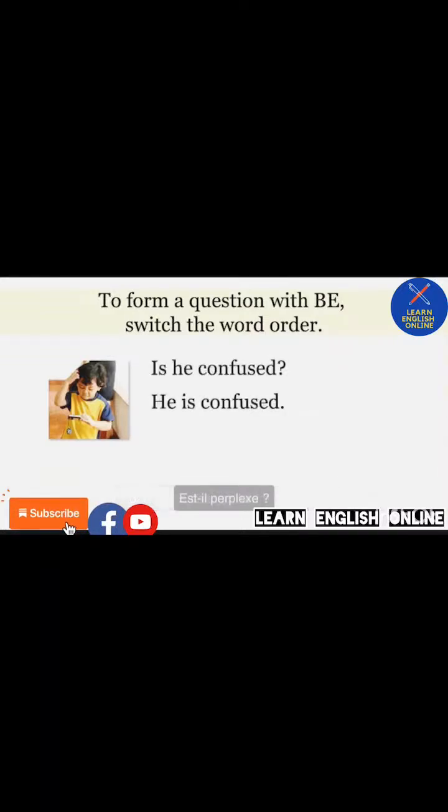In this lesson, you learned to form a question with be, we switched the word order. So, is he confused? He is confused. The question is the reverse order of the statement. Is he confused? Yes, he is. I hope you're not confused.